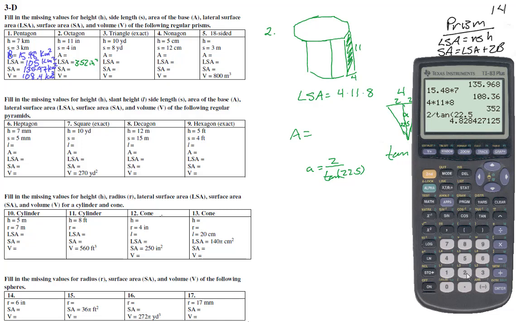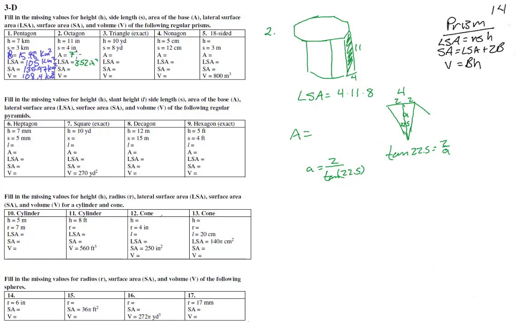So if we take 0.5 times that answer, times the base, which is 4, so 0.5 times 4.828 times 4, that gives us the area of one triangle, times 8 of those triangles. This is the area of the base, 77.25. Let's go ahead and put that in, 77.25, and this again will be inches squared.